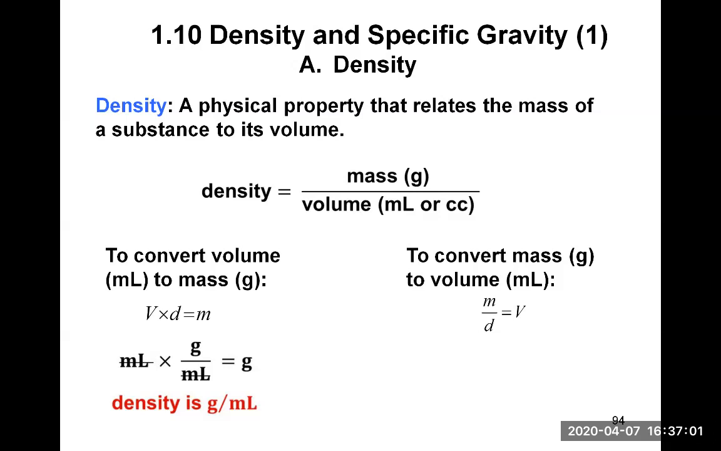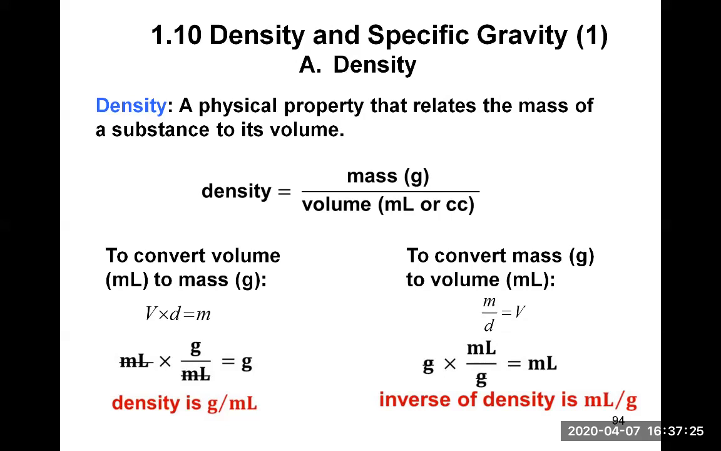Looking at this with units, if mass is given in grams, divided by density, and density is in grams per milliliter, dividing by density is equivalent to multiplying by the reciprocal of density, or the inverse of density. So you take the mass and multiply by the inverse of density, which is milliliters over grams. This way the grams cancel and you obtain a volume in milliliters.